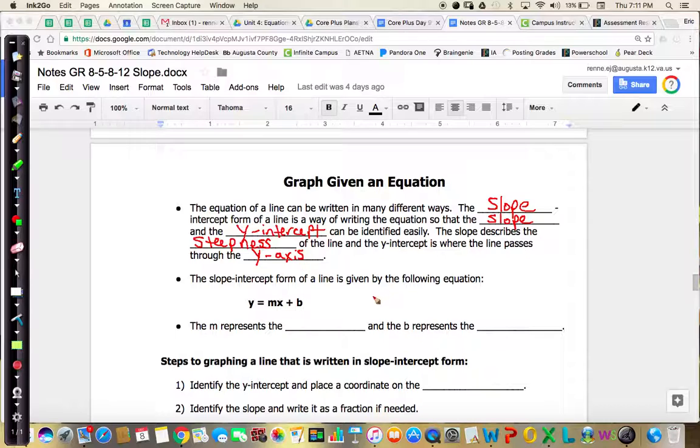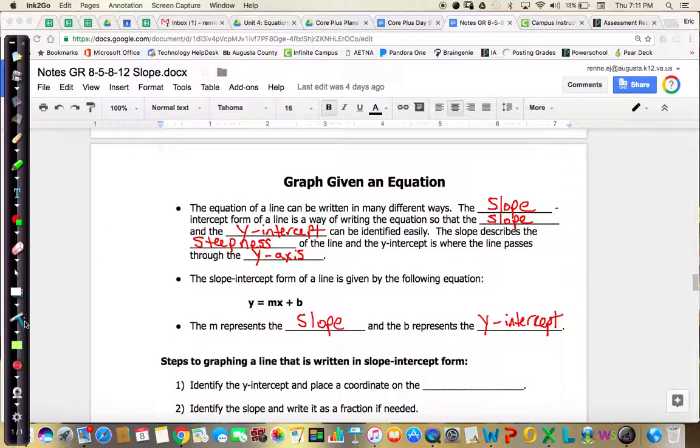Okay, so the slope-intercept form of a line is given by the following equation. It's y equals mx plus b. We've mentioned this before, where m represents the slope and b represents the y-intercept. And this is a c here, it's hard to tell.